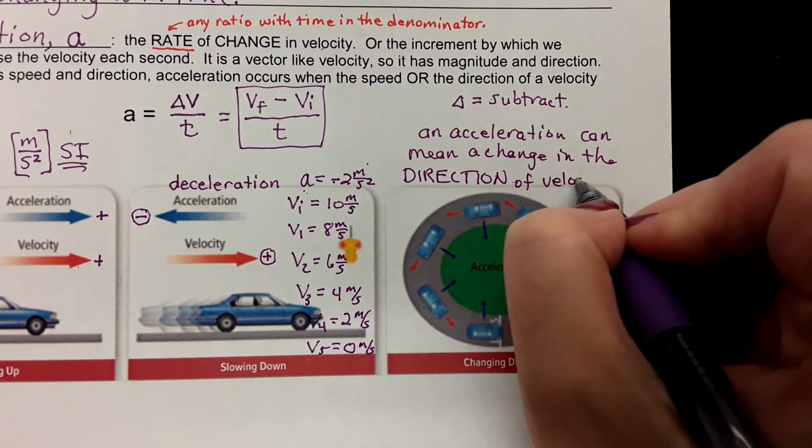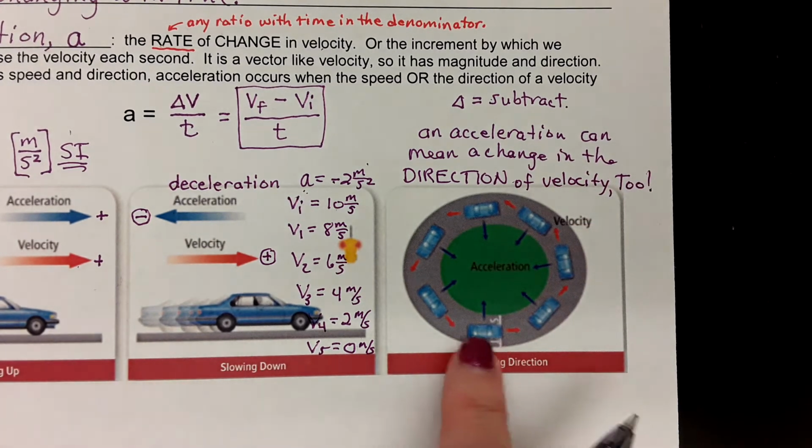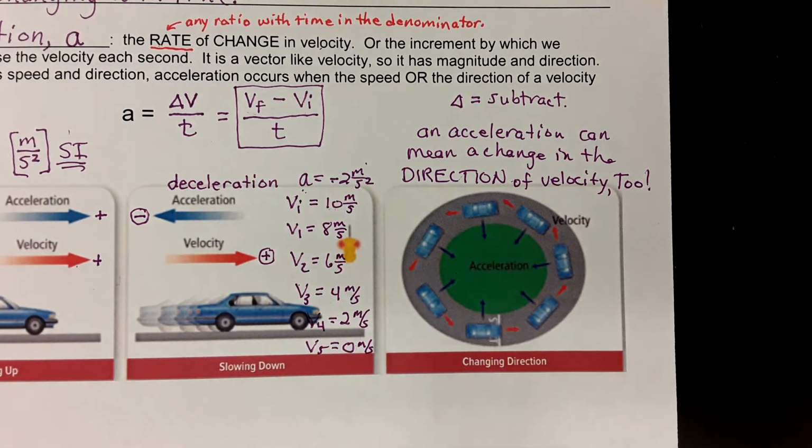Okay? So this car going around a circular track may be going at constant speed, say 50 miles an hour, but because the direction of the velocity is changing, it is also accelerating. It's just that it's the direction part that's changing, not the numerical part, not the magnitude part, okay? And we'll be talking some more about that shortly. So acceleration means a change in velocity. It can be a change in the magnitude or a change in the direction.